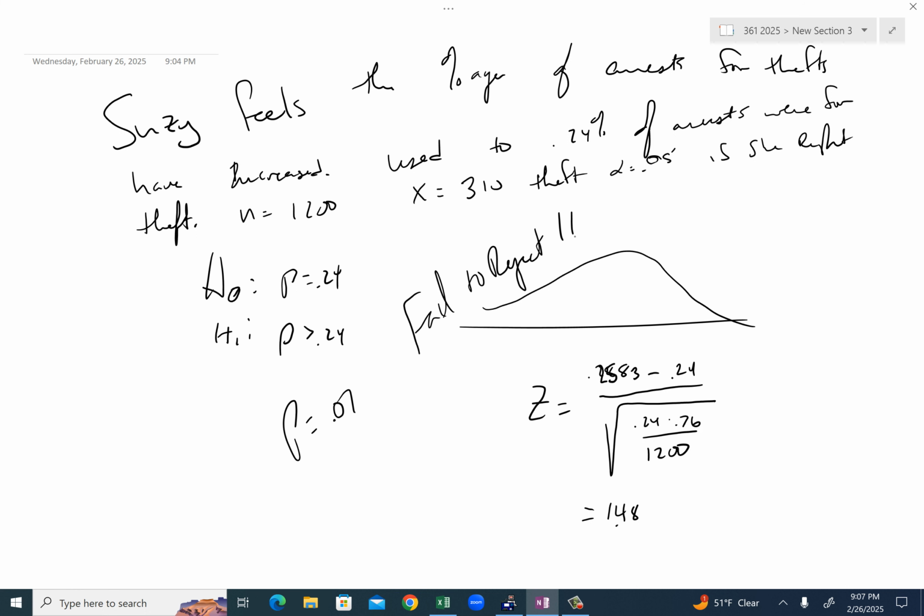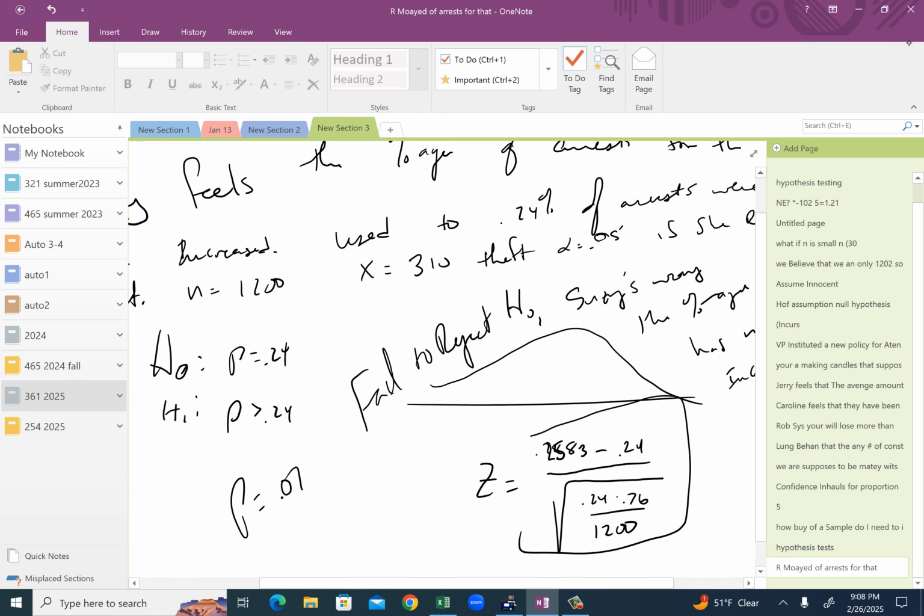Again, it's fail to reject or reject. Those are the only two things you can do with H naught. Okay, Susie's wrong. The percentage has not increased. Okay, it's an identical thing from what we did before. There's no difference. The only difference is how we compute our z-score now. We do one more, maybe.